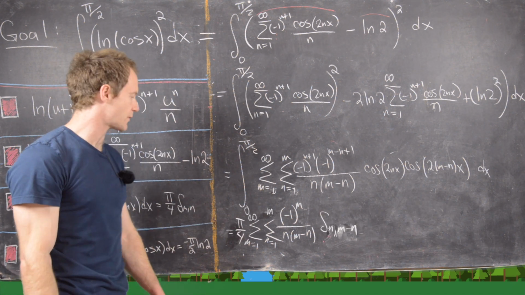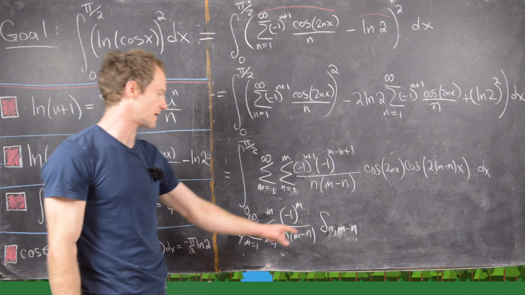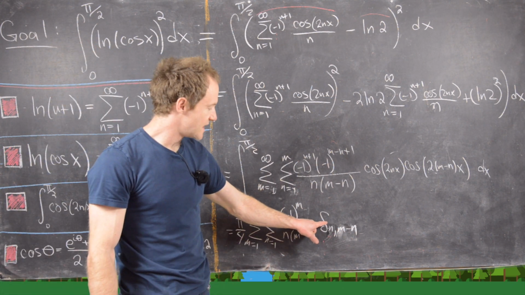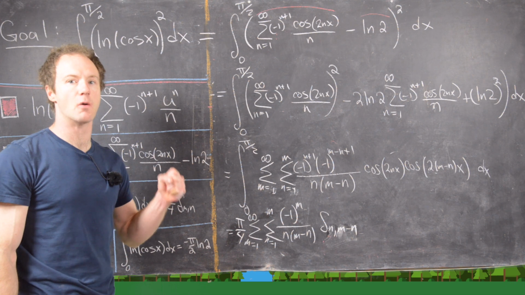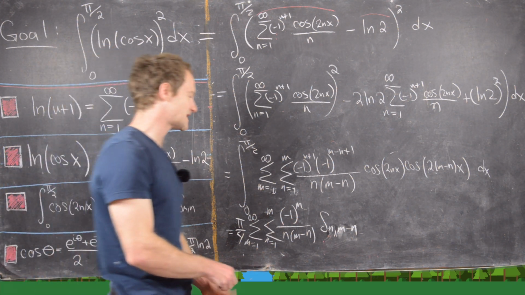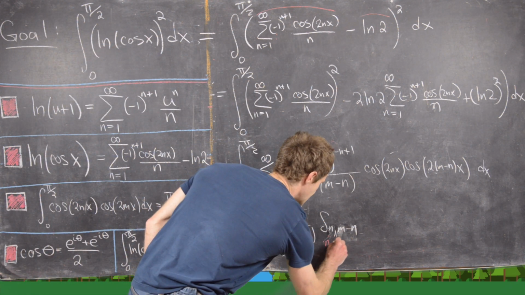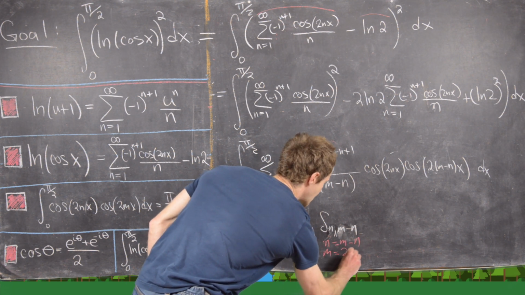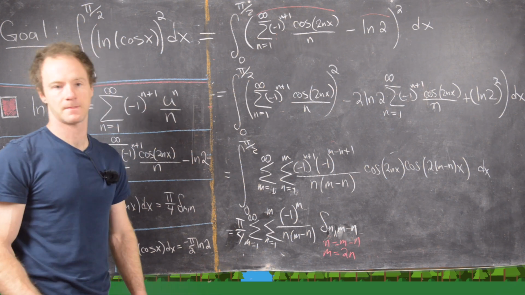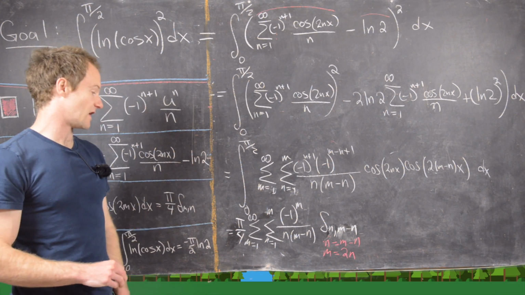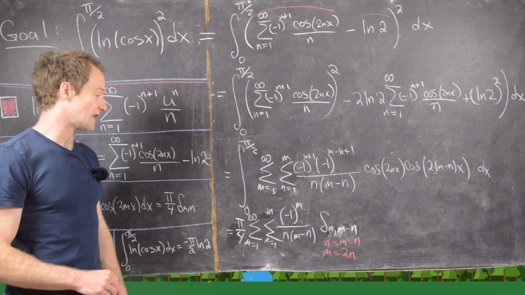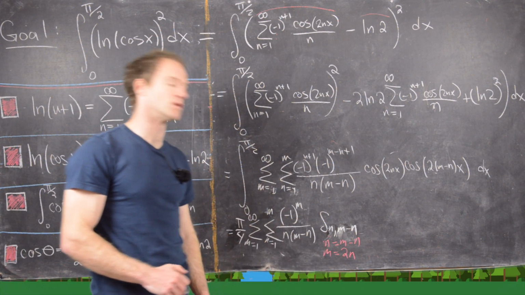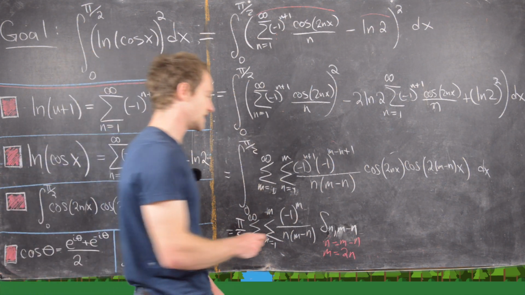Okay, so I've cleaned up what we had on the last board into the following. So I have delta n, m minus n. So now notice this symbol is 0 most of the time. The only time it's not 0 is if n equals m minus n, in other words, if m equals 2n. So what that allows us to do is to collapse this sum to the cases only when m equals 2n, and that's going to give us the following.